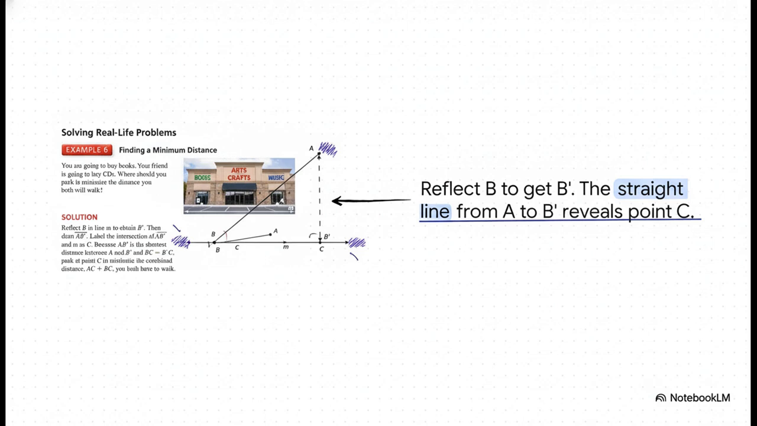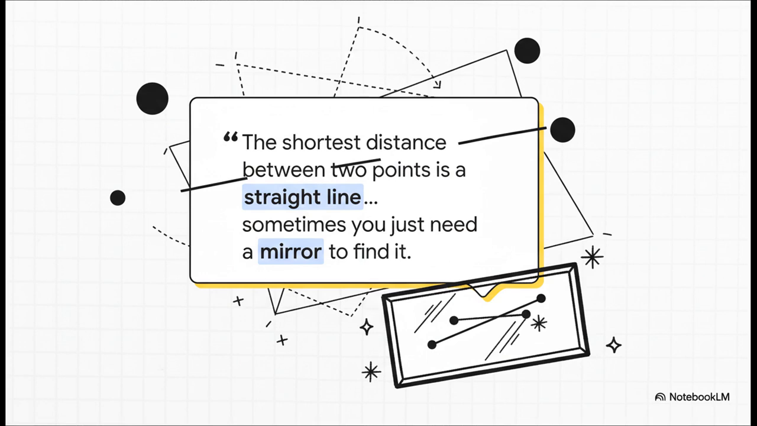It works because reflections preserve distance, so the path from C to B is the exact same length as the path from C to B prime. We just turned a complicated two-part problem into one simple, straight line. So in the end, we didn't break any rules of geometry. We just used them in a really clever way. We all learn that the shortest distance between 2 points is a straight line. What we don't always learn is that sometimes you just need a mirror to find the right 2 points to connect.